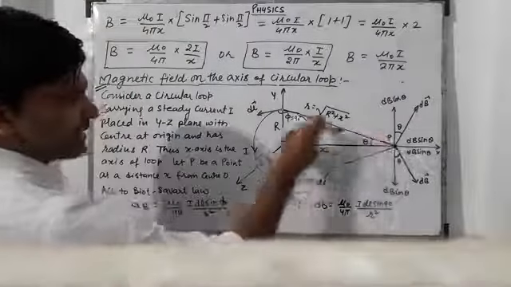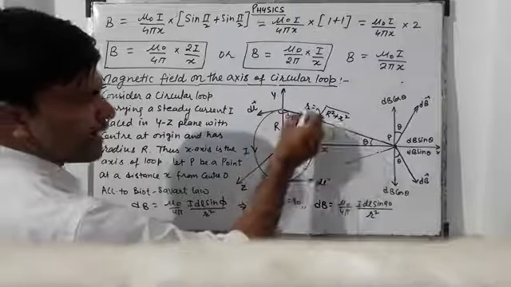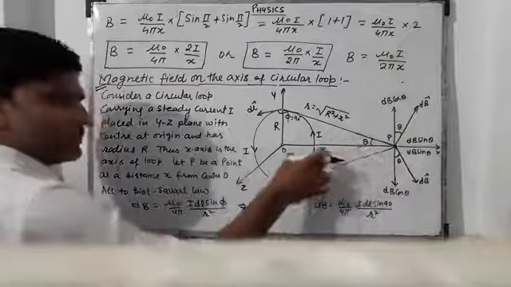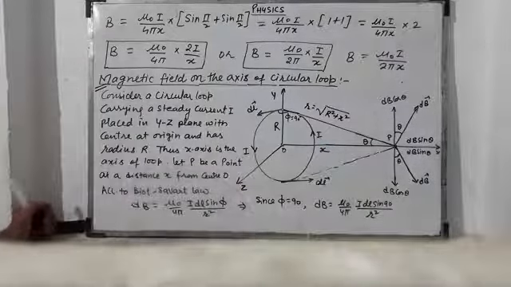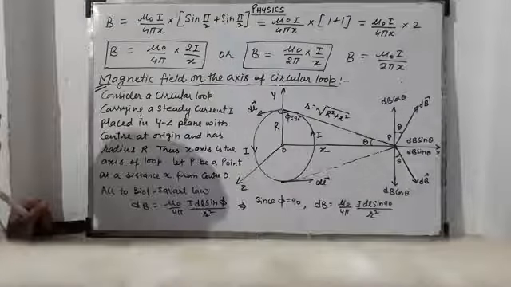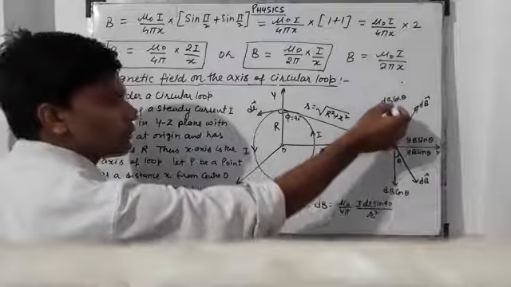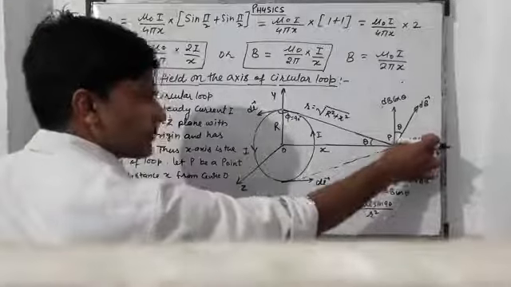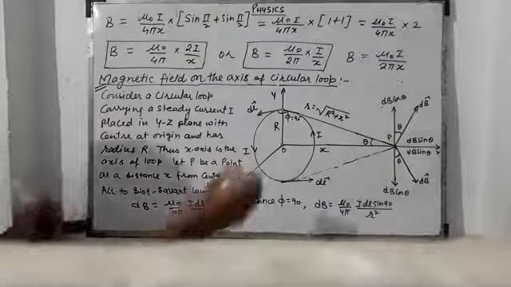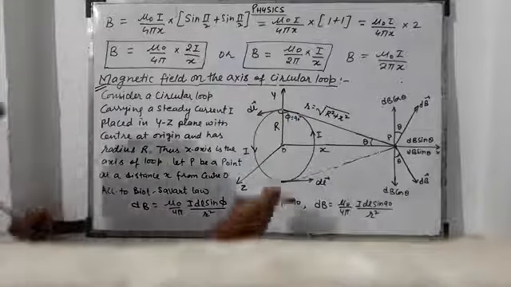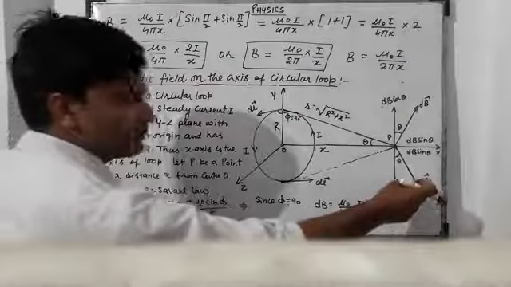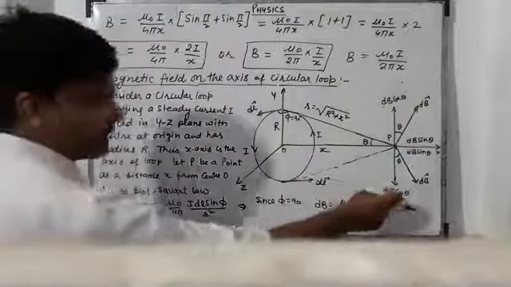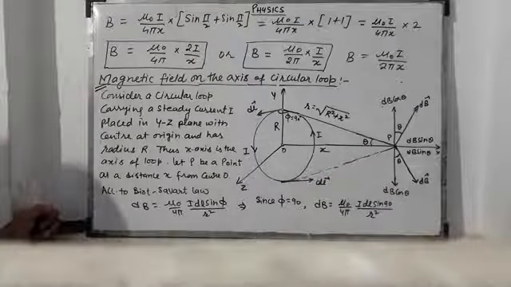Okay, this distance r is equal to square root of R square plus x square, because the point P is at a distance x from the center O. So we have vertical component dB cos theta and horizontal component dB sin theta for this current element, and similarly for this current element we have this portion dB, with dB sin theta as the horizontal component and dB cos theta as the vertical component.